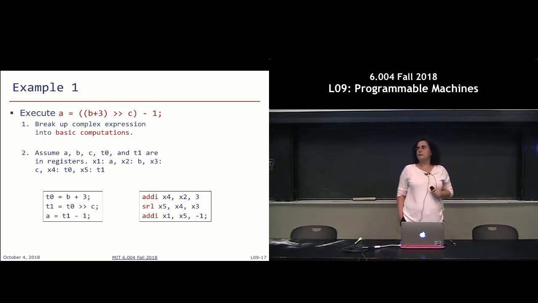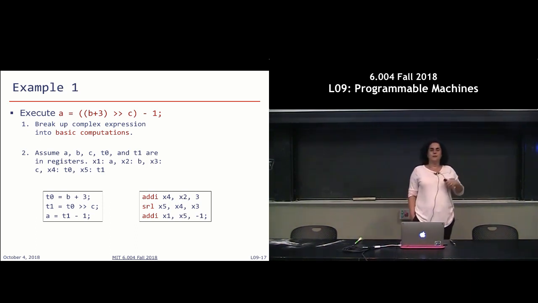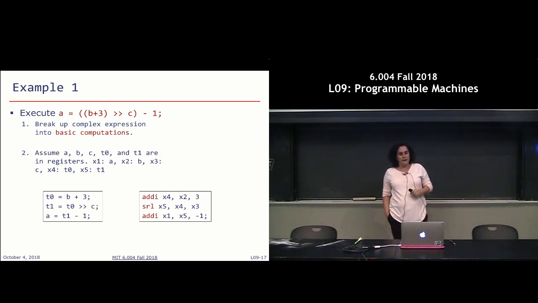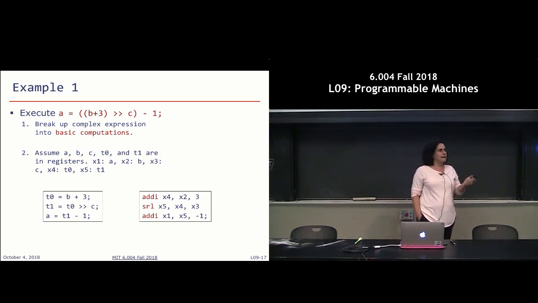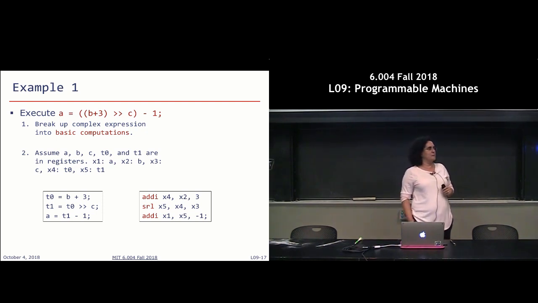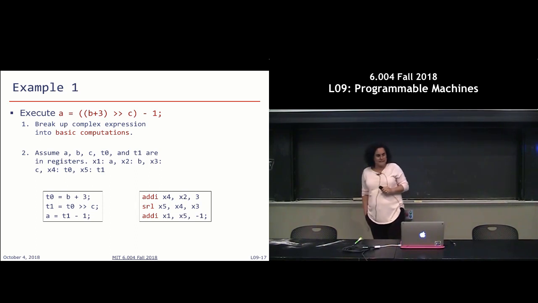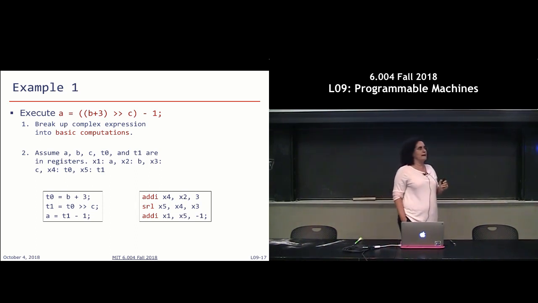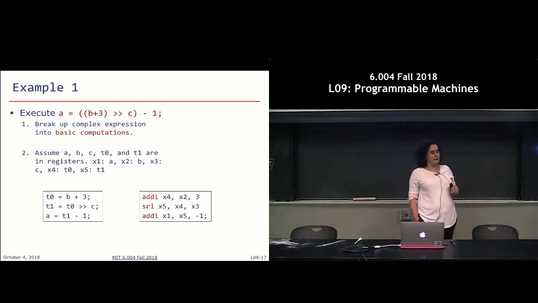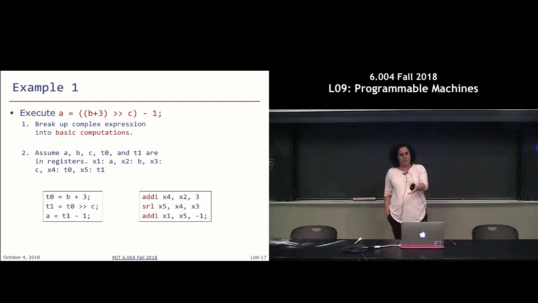I'll then take that temporary register, shift it by C, store it in another temporary register, and finally I'll subtract that one and I'll store that result into my variable A. Okay? So what's that going to look like in our RISC-V instructions? Let's for now assume that all of my values, including my A, B, and C, as well as my temporary values, live in registers. Okay? So the translation of this would be this.